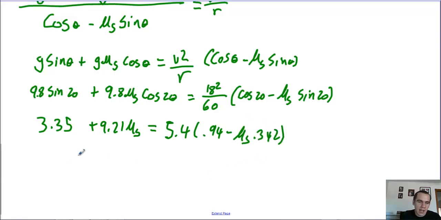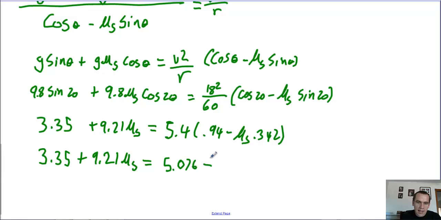And then I'm going to distribute that 5.4, so I have 3.35 plus 9.21 times the coefficient of static friction equals 5.4 times 0.94 is 5.076, 5.076 minus 0.342 times 5.4, 1.846 times the coefficient of static friction. Now it's just a matter of combining like terms, so I'm going to go ahead and subtract over this 3.35 and add over that 1.846 mu s.